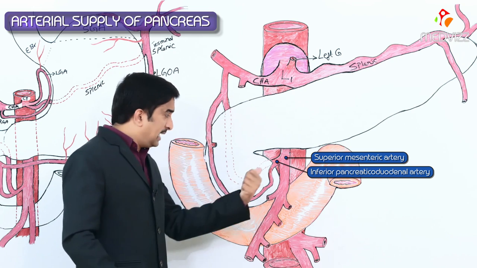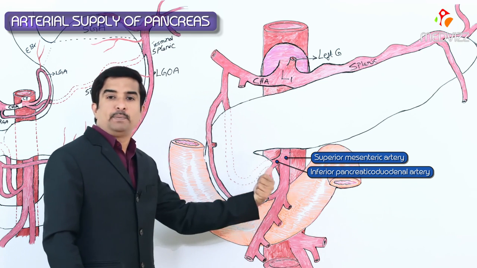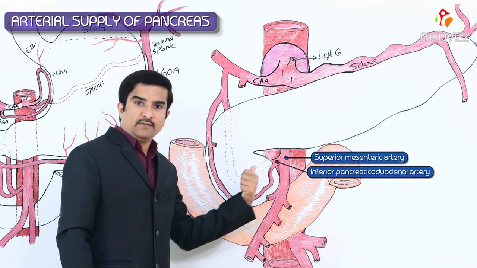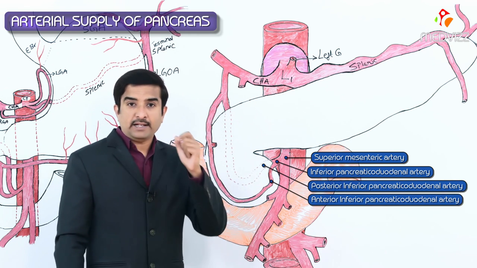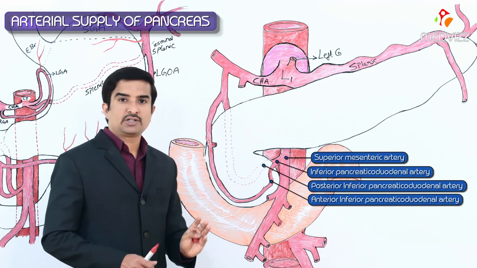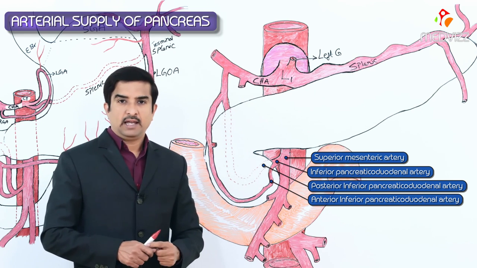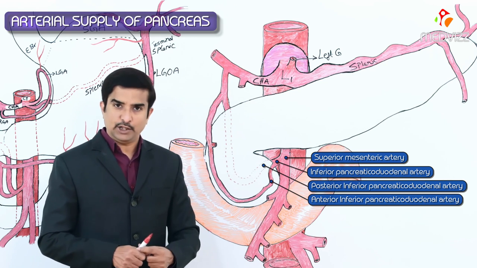So it mainly arises from the posterior or left aspect of the superior mesenteric artery, where it divides into anterior and posterior inferior pancreaticoduodenal arteries. So this is what is about the blood supply of the head of the pancreas as well as the adjoining part of the duodenum.